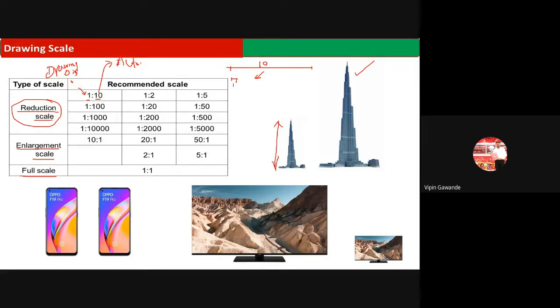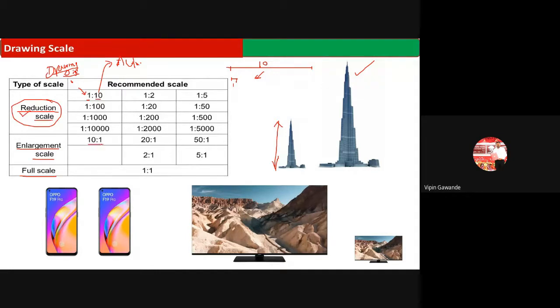See, it is very easy. They will give you this type of scale and ask which type of scale it is: reduction scale, enlargement scale, or full scale. So you have to identify the scale. Always remember, the first number is the dimension on the drawing, and the second number is the actual dimension. For all scales, the second number is the actual dimension. Here, for 10 we are taking 1, so we are reducing it. So it is a reduction scale.